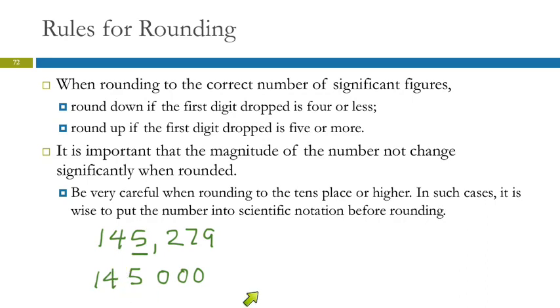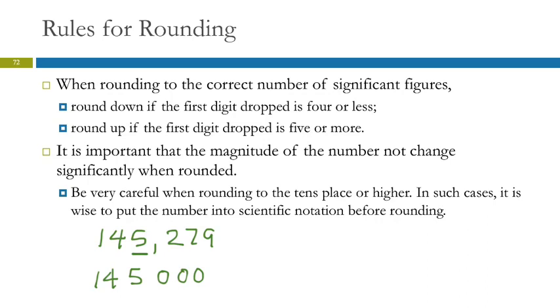So that's one way to approach this. It's when you're in the tens place or higher that you need to be careful. So here I'm rounding in the thousands place. So when I'm done, that 5 still needs to be in the thousands place. It can't suddenly be in the ones place.